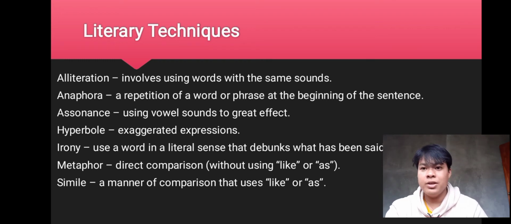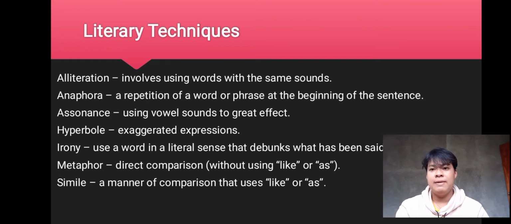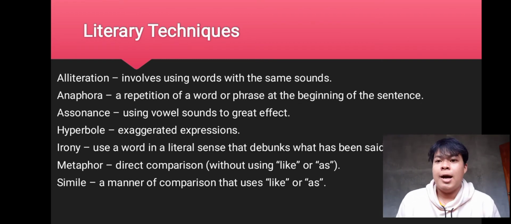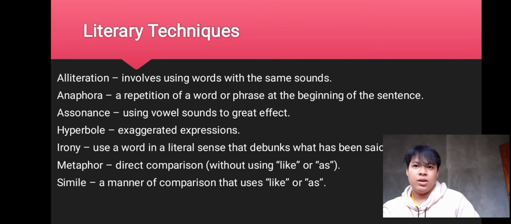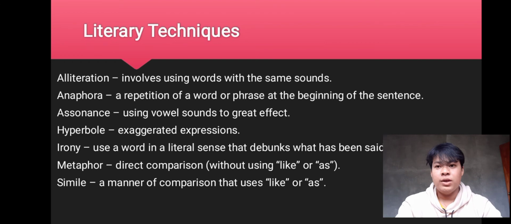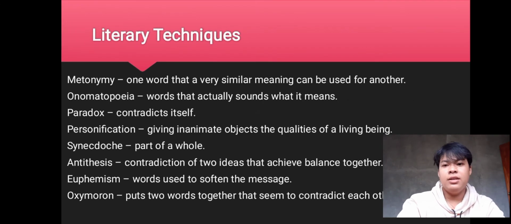I have an example here: the tree is like the god of the forest, or the tree acts as the god of the forest. As you can see, the word "like" is being used in the phrase to compare two objects. The next example is "My love is like a red rose." That is how you use simile in literary works.